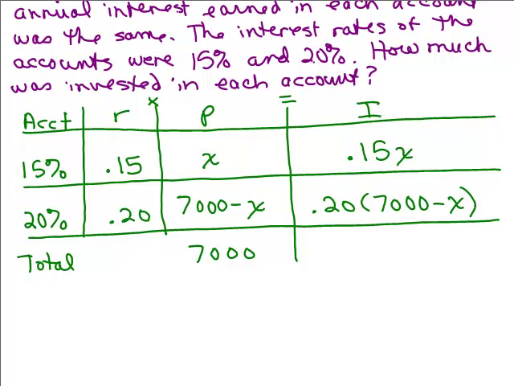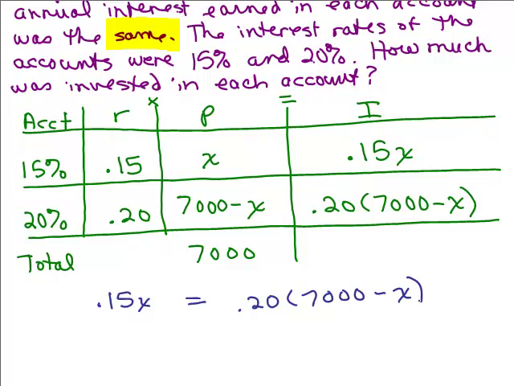You have to figure out how to write an equation based on what the problem says, and the key here is the word that it's the same amount of interest. So the interest earned in the 15% account, that's 0.15x, is the same as the interest earned in the 20% account, which is 0.20 times 7,000 minus x.